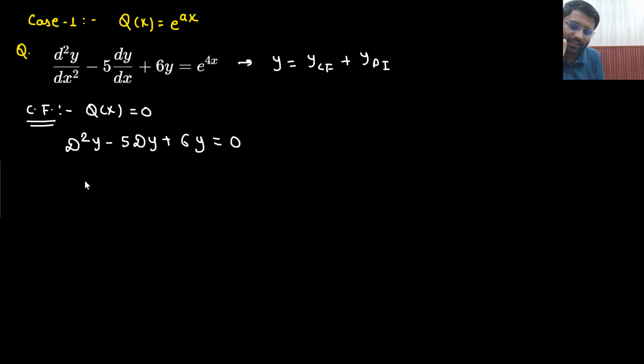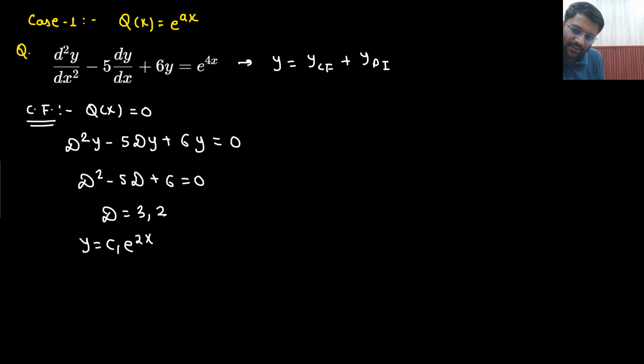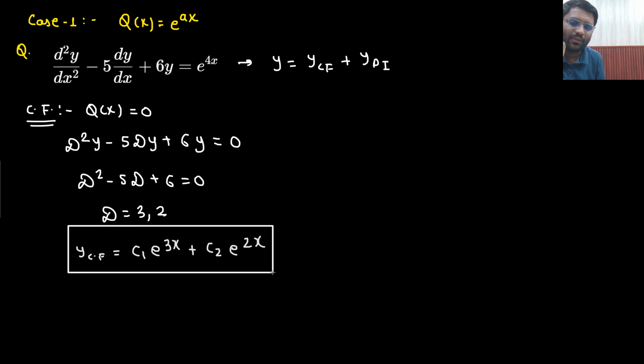So what you will be getting, sir, my equation will become D squared minus 5D plus 6 equals 0, D equals 3, 2. So the value of y, CF, will be c1 e to the power 3x plus c2 e to the power 2x. So this is the half solution you are getting, not the complete solution.